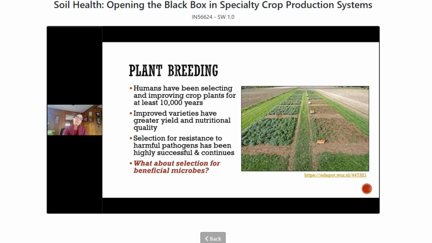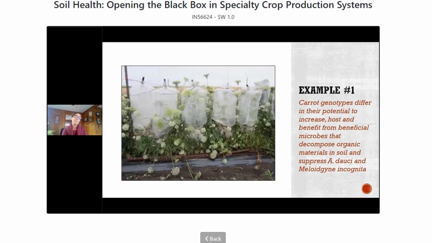But what about alternatively? We know that there's genetic variability within crops in keeping pathogens out. Shouldn't there also be the same thing for plants to select or interact with beneficial microbes? So if we know plants can keep them out, maybe they can do specific things to keep them in and allow them or promote their activity in soil or let them come in, as in the case of endophytes. And so now I'm going to give 2 examples of that we've been looking at in our projects.